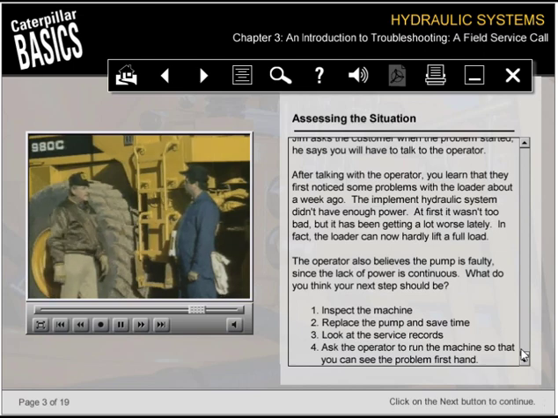What do you think your next step should be? 1. Inspect the machine. 2. Replace the pump and save time. 3. Look at the service records. Or 4. Ask the operator to run the machine so that you can see the problem firsthand.